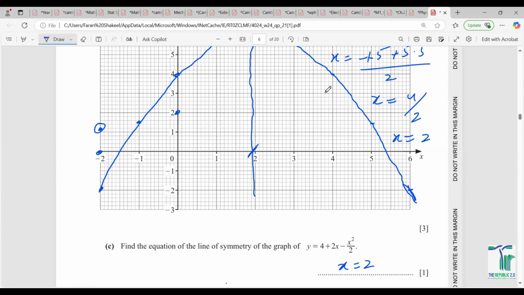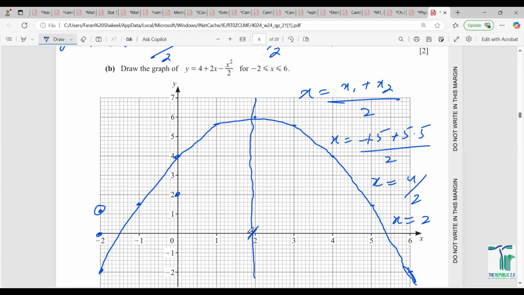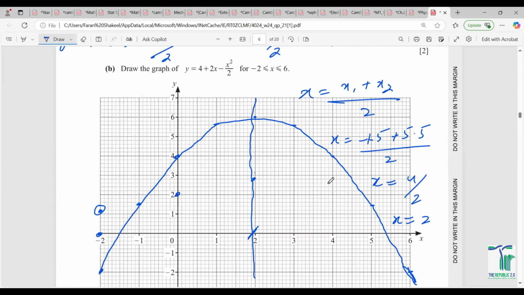Then you've got 2 and 8 by 3. Now 2 is over here, and 8 by 3 is 2 point something, so it must be somewhere over here. And then you've got 4 and 10 by 3, which is 3 point something. So we can take this point. And then you have got 6 and 4. So here we got 6 and 4.